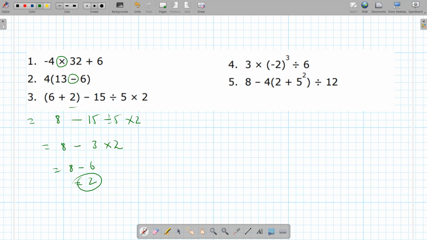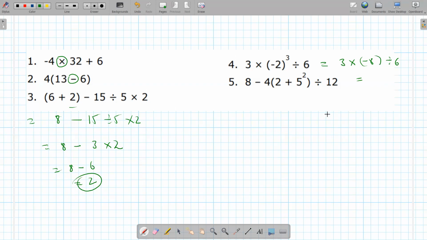-2 divided by 6. Nope. -2 to the power of 3. Yeah, you do that. What's -2 to the power of 3? -8. You can plug that in a calculator, yeah? -2 to the power of 3 is -8. Okay? And then you do that divided by 6. What do you do next?